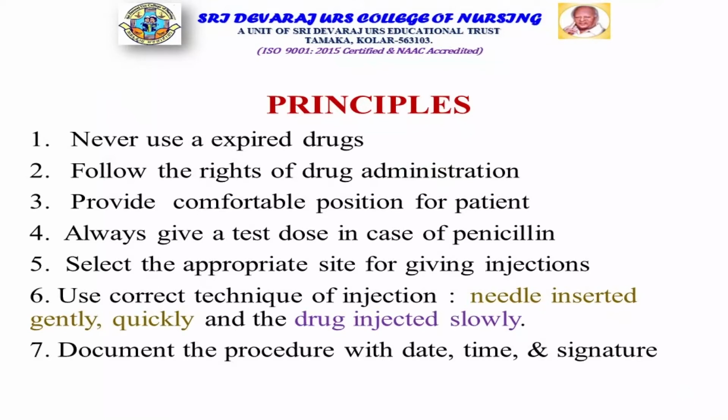And what are the principles of intramuscular injections? The first principle to follow: never use expired drugs. Follow the rights of drug administration. Make sure that the patient is comfortable and always give a test dose in case of penicillin administration. Select the appropriate site for giving injections. Use the correct technique of injection: the needle is inserted gently and quickly, and the drug is injected slowly. Document the procedure with date, time and signature.